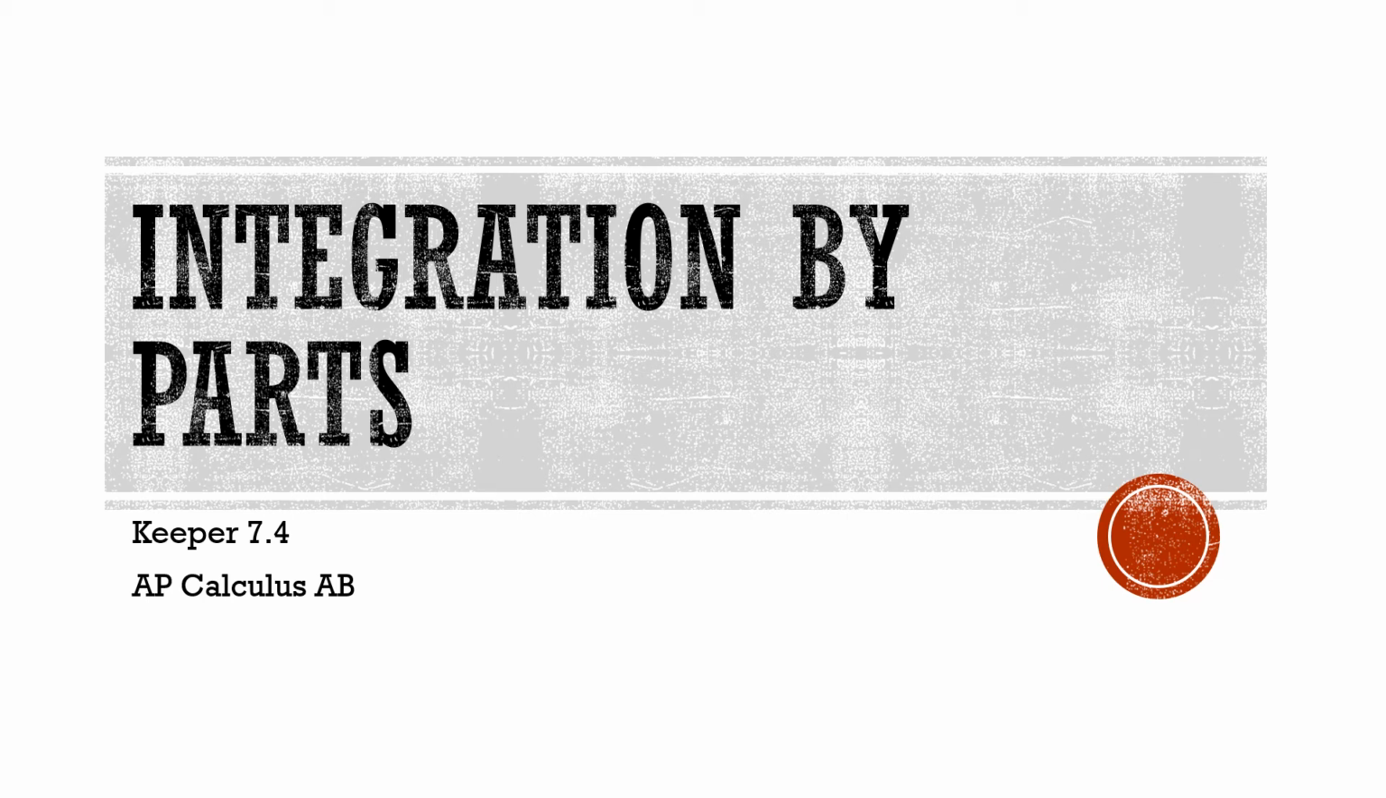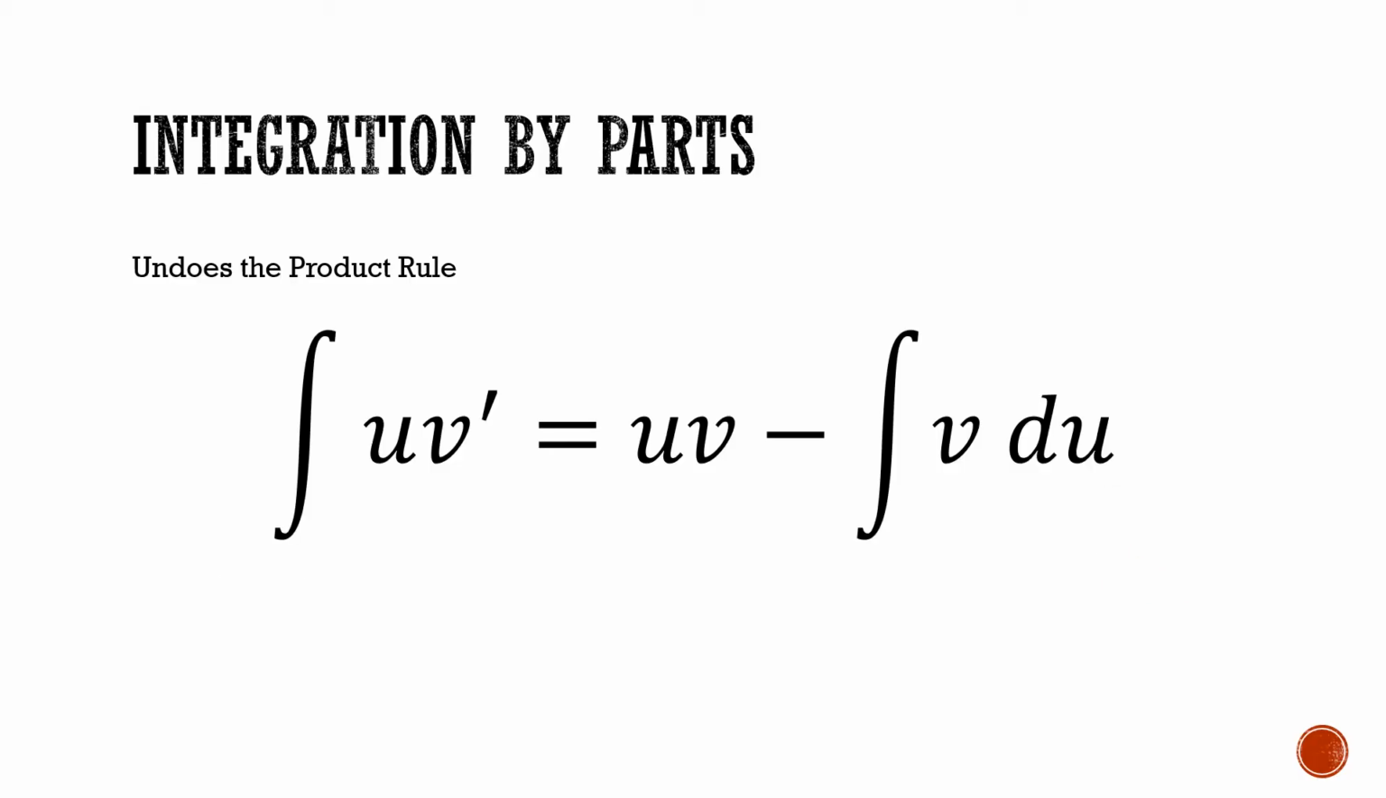Keeper 7.4, integration by parts. All right, so we have a basic rule for integration by parts, and this rule basically undoes your product rule. So if you have two things being multiplied, you can't use substitution, it's not a trig, it's not an inverse trig, our next go-to is integration by parts.